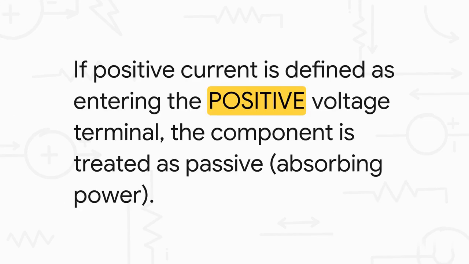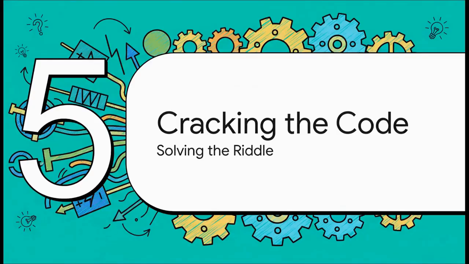So here it is in one sentence. If we draw our diagram so the current arrow goes into the positive voltage terminal, we assume the component is passive, that it's absorbing power. Then, when we calculate power using P equals V times I, a positive result confirms it's absorbing energy, and a negative result tells us it's actually supplying it. All right, we've got the rule. Let's go back and use it to finally crack the code and solve that resistor riddle.